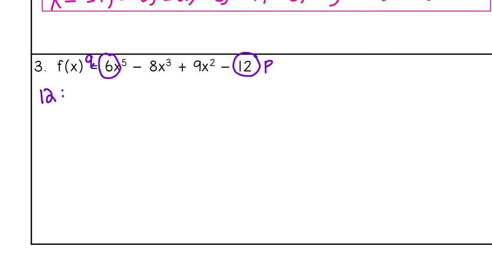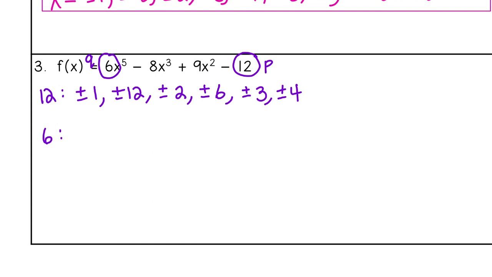Factors of 12, plus or minus 1 times plus or minus 12. Plus or minus 2 times plus or minus 6. And then you could do 3 times 4. So plus or minus 3, plus or minus 4. Okay, and then for 6, this time, our denominator, it's not a prime number. 6 has more than one way to multiply and get it. You could do 1 times 6, or you could do 2 times 3.